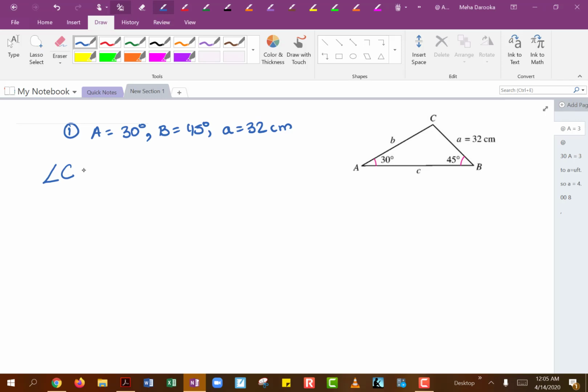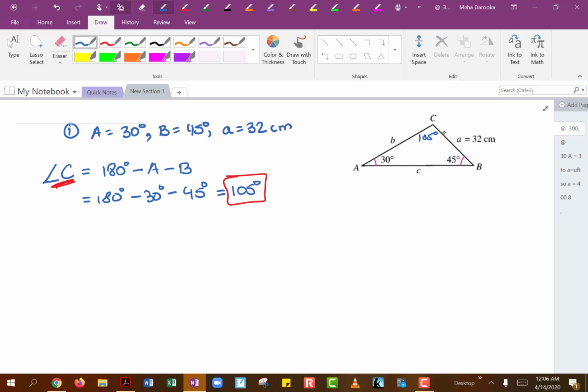To find angle C, you will again use the idea that all three angles add up to 180 degrees. So that's going to be 180 degrees minus angle A minus angle B. Angle A is given to us as 30 degrees. Angle B is given as 45 degrees. If you go ahead and do that subtraction, you should get 105 degrees for angle C.